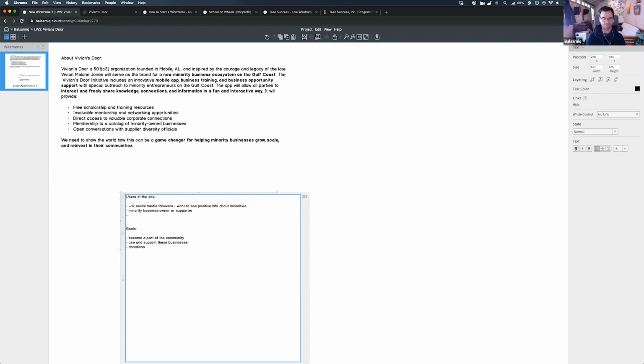The other actor is the minority business himself, who is going to feel the whole vibe of what we're doing, which supports them and helps them grow. And the third audience is companies that have to build their supply chains with minorities. They're going to use it to find those minorities and see what people are saying about them.